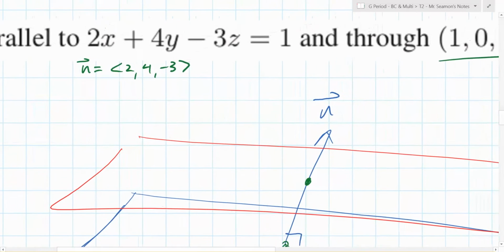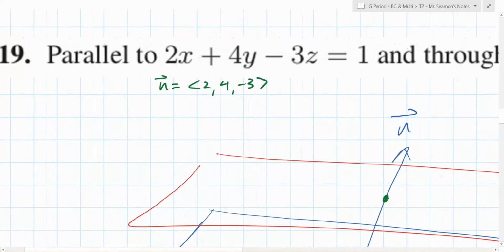Exactly. So when it's saying parallel to a plane, it's just giving you the normal vector. 2 planes are parallel if they have the same normal vector, right? So this plane right here, what's the normal vector for that plane? Right there. That's the normal vector for that plane.